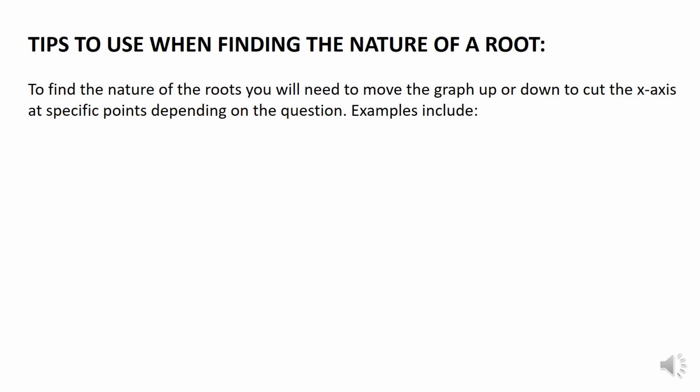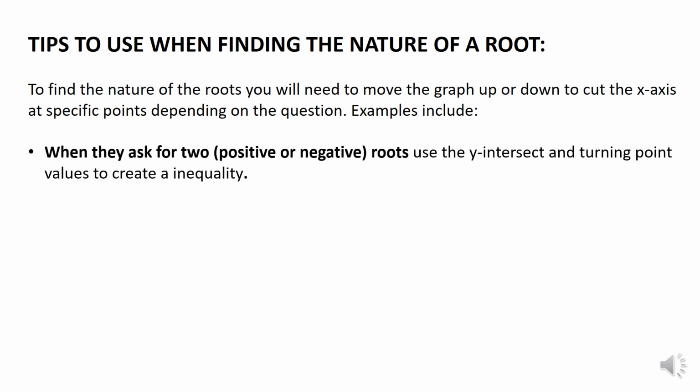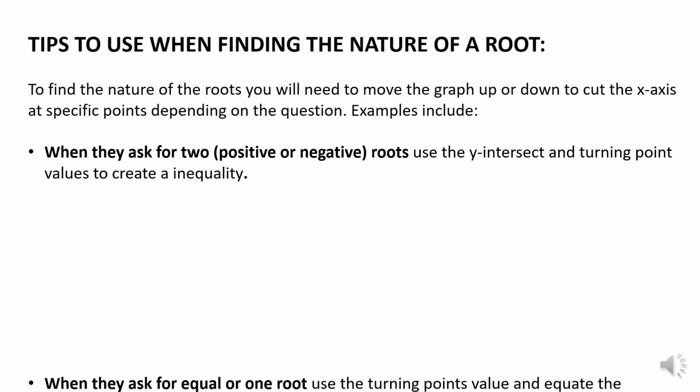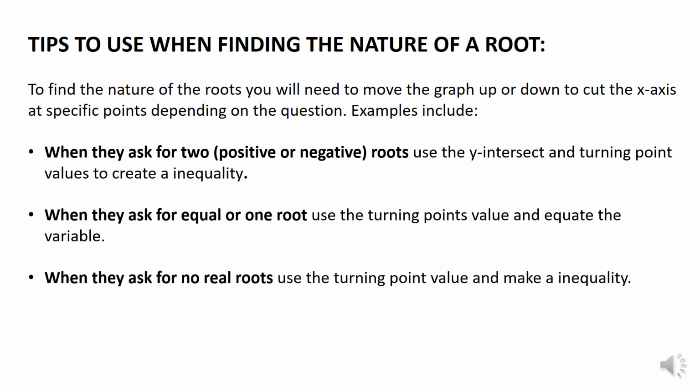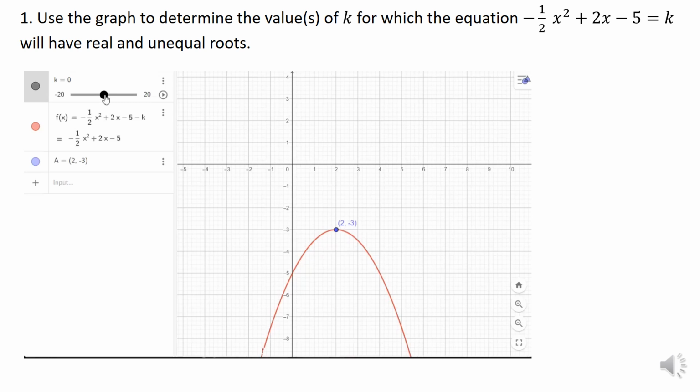Examples include: number 1, when I ask for two positive or negative roots, use the y-intercept and turning point values to create an inequality. Number 2, when I ask for equal or one root, use the turning point values and equate the variable. And then number 3, when I ask for no real roots, use the turning point value and make an inequality.